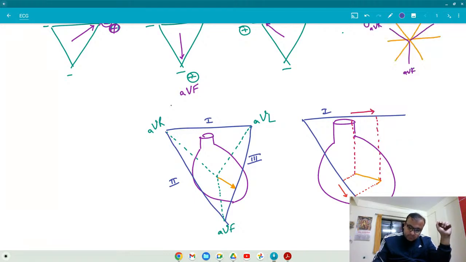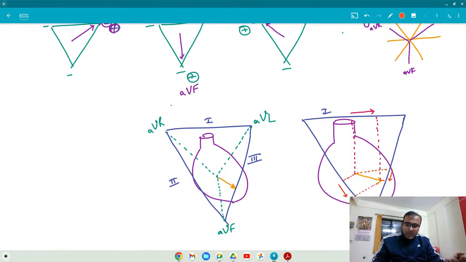So let's talk about lead 3. So this is lead 3. If this is lead 3, then what are we supposed to do? We have to drop down the perpendicular like this. So this is going to be the vector. If you observe it, you will notice that the magnitudes of all the three vectors are a little bit different, isn't it? The magnitude is not the same for all.